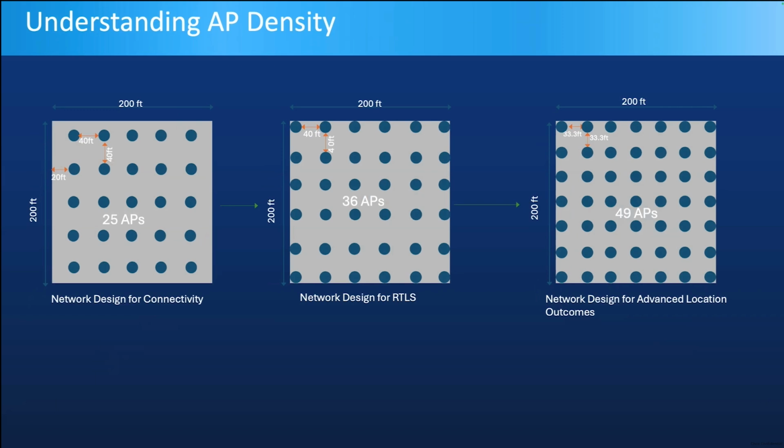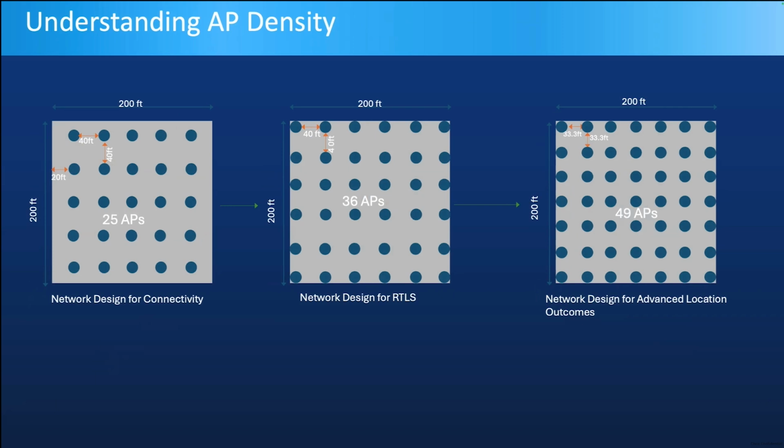So we have a rectangle 200 foot by 200 foot, and we're putting APs 40 feet apart on the very left for good Wi-Fi coverage. But then you look here, there is no AP on the perimeter. So if you put an asset tag on the perimeter, and especially if you're trying to compute the location using RSSI, the ones that are outside of what we call the convex hull, you don't get good location accuracy.